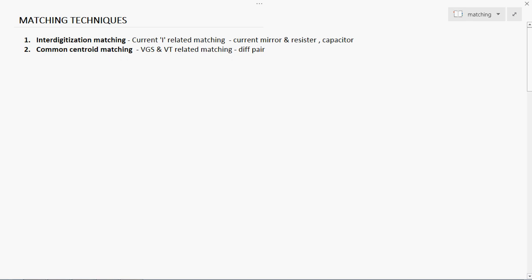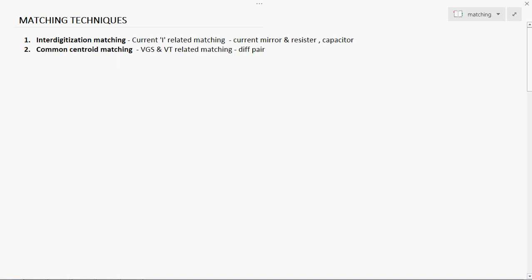Whenever VGS and VT are the main concern, we have to give importance to VT as well as VGS. In that situation we have to go for differential pair matching. Current mirror, resistance, and capacitance also can be done with common centroid matching, but a differential pair compulsorily should be done with common centroid matching only. So these are the two types of matching techniques we have, interdigitization and common centroid. First we will go for interdigitization based matching techniques.